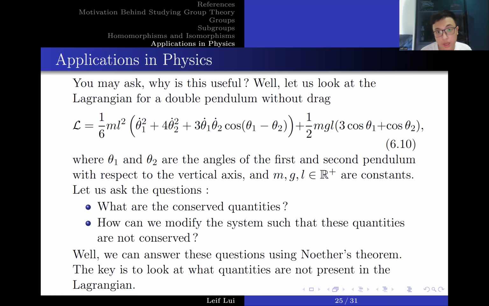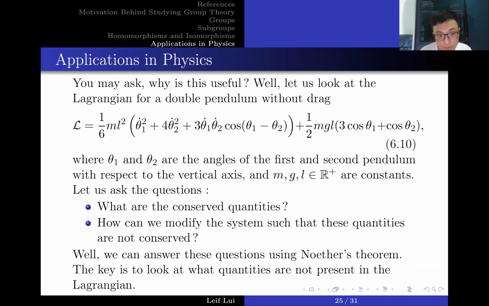And as mentioned before, if a Lagrangian is time symmetric, then the energy is conserved. So we know that here the energy is conserved. And this makes intuitive sense because I mentioned that this is the double pendulum system with no drag. And if there's no drag, the energy should not decrease with time.